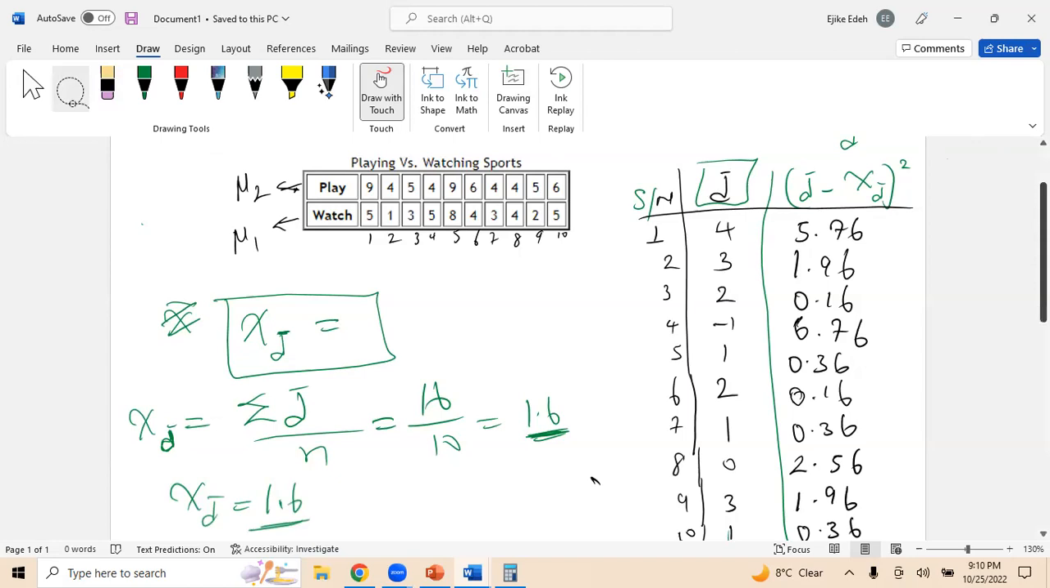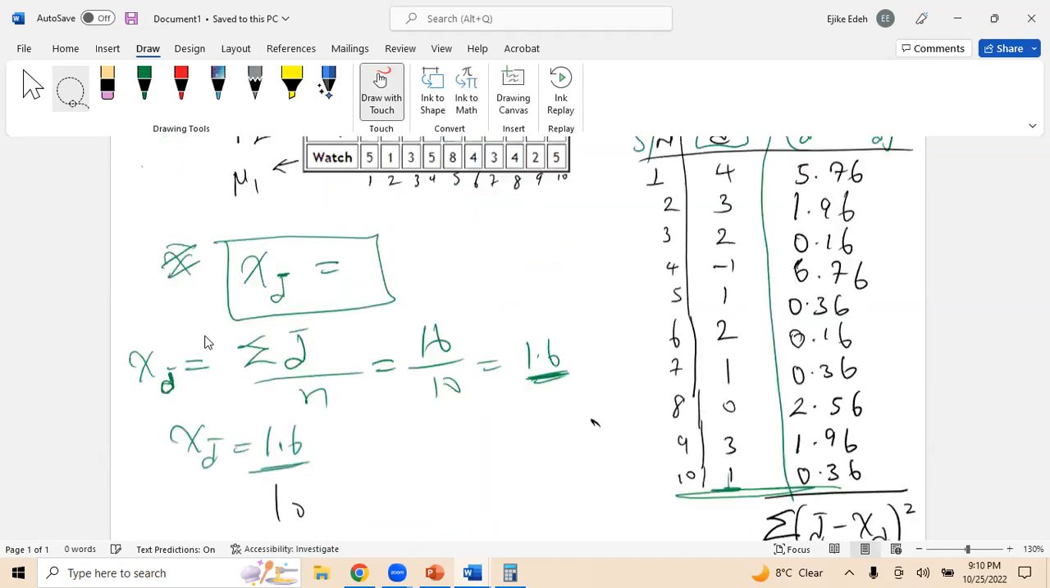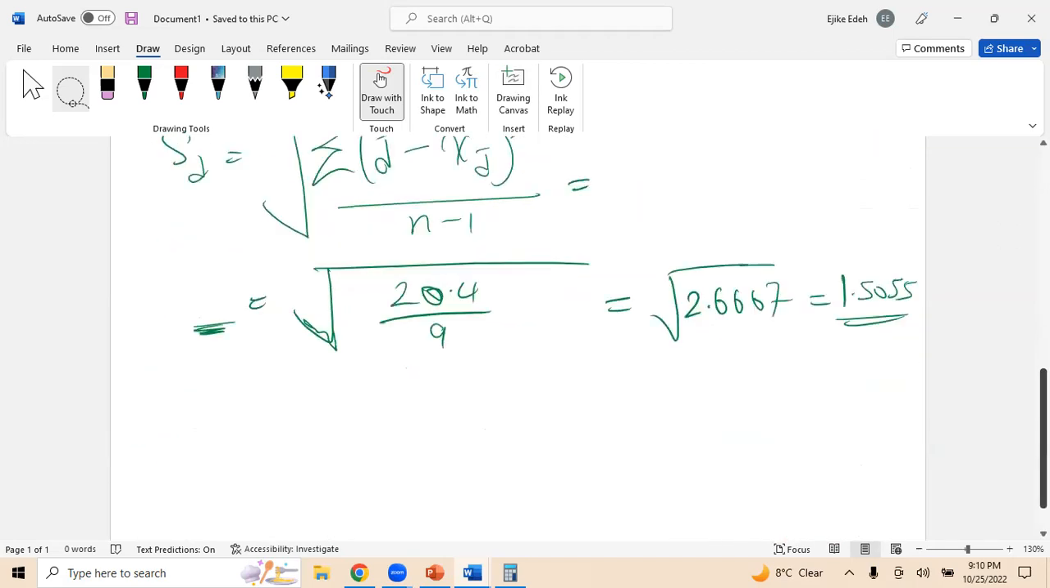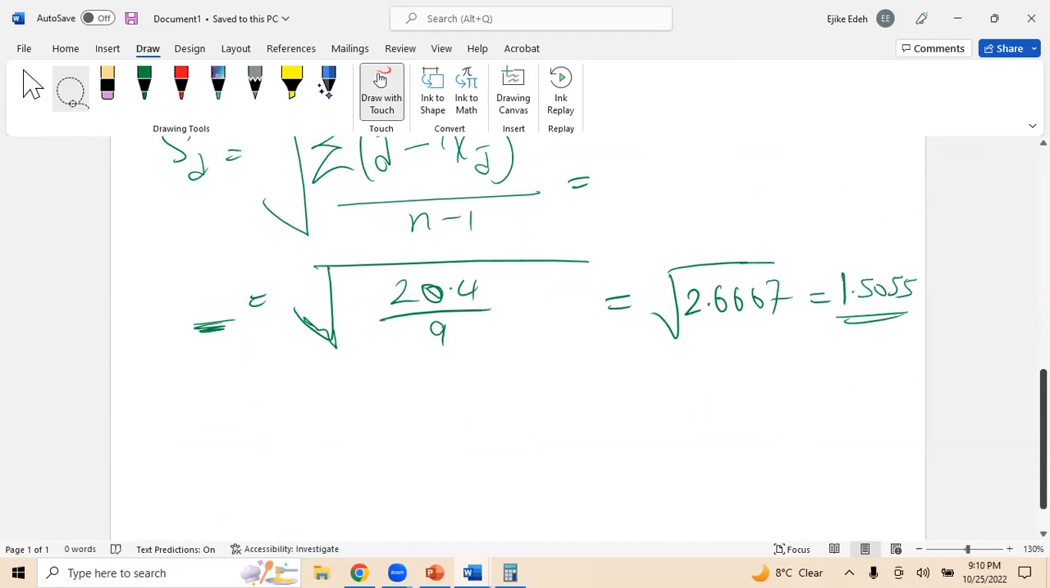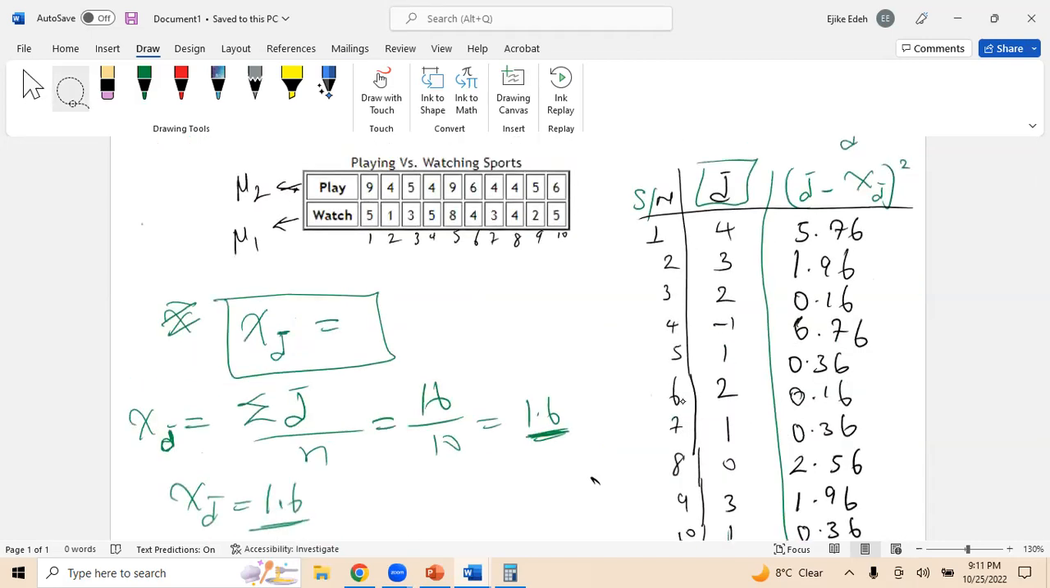Okay, let's try it again. Okay, that is better. So what I have here is better written as standard deviation of the difference. So this is a subscript. Okay, so that value we found just now is equal to 1.5055. And earlier on, we found that the mean of the difference, again, trying to be precise with the notations.